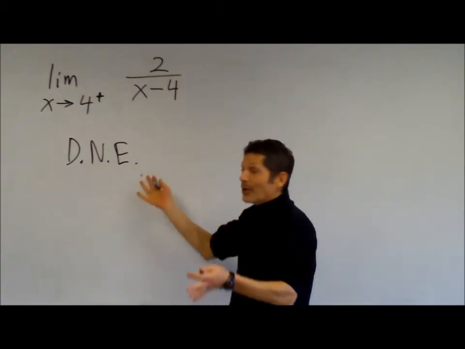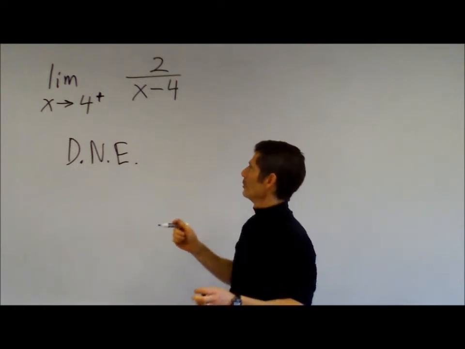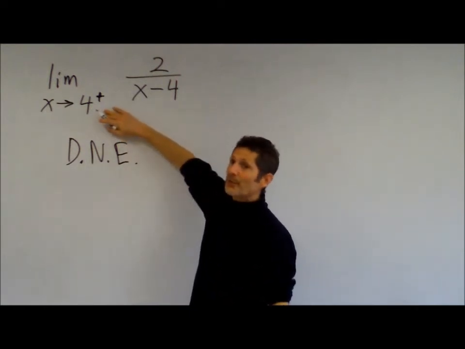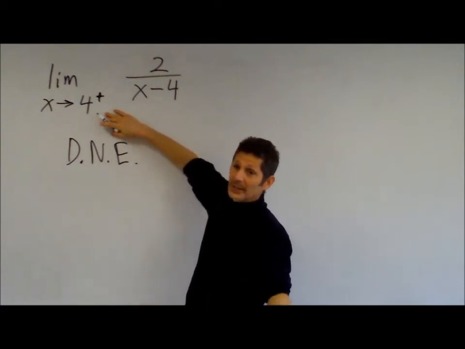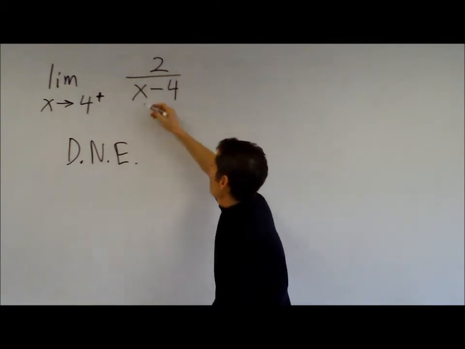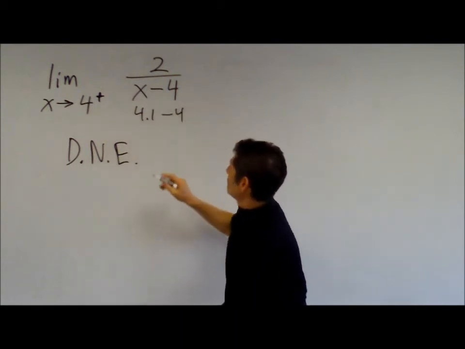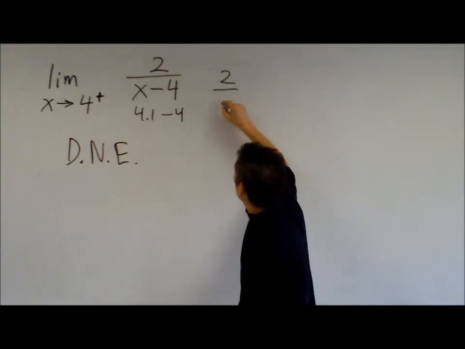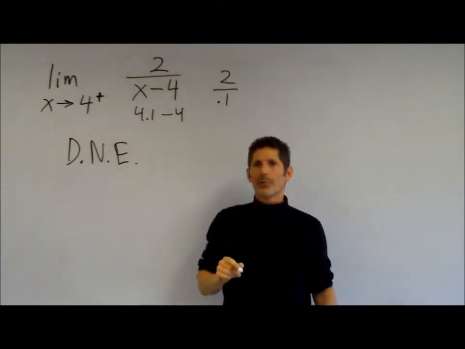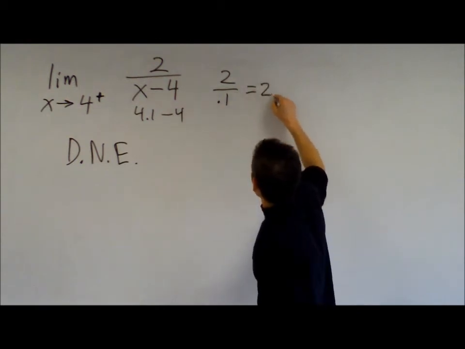Okay, so I know I'm approaching infinity or negative infinity. I want to see exactly which one I'm approaching. So I'm going to pick some value on the positive side of 4, something slightly bigger than 4. It could be anything, but I'm just going to pick 4.1. So I have 4.1 minus 4. That gives me 0.1. So I have 2 over 0.1. 2 over 0.1, I think that's 20. It is. That's a fairly big number.